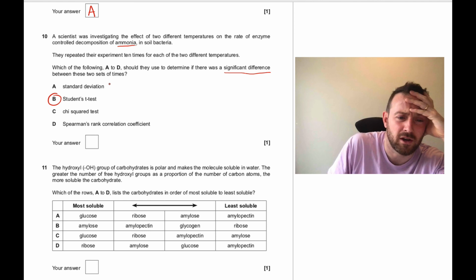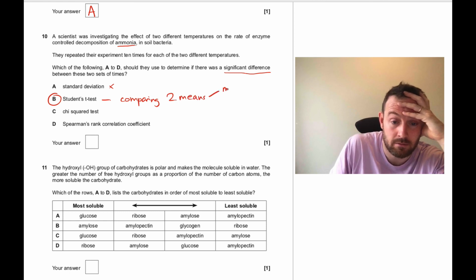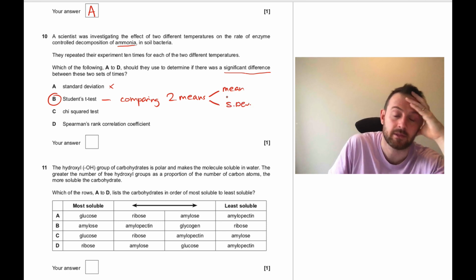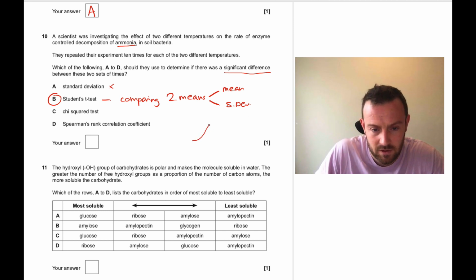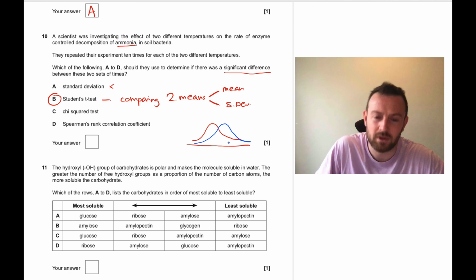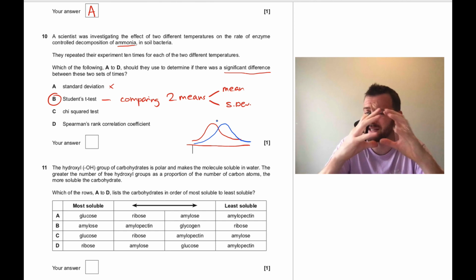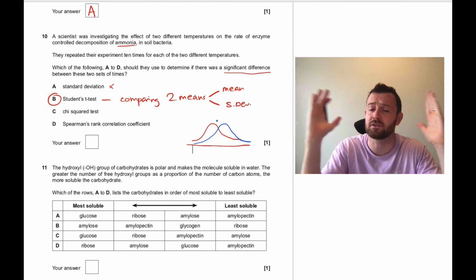Standard deviation is just for looking at the spread of data for one mean. Student's t-test is really about comparing 2 means. You have to have the mean for each data set, and the standard deviation for each data set. What you're basically doing is looking at one standard deviation distribution along an axis, and then another standard deviation distribution there. You're trying to see whether those 2 distributions overlap enough that we could say they're basically the same, or whether they are separate enough that we can say this is 2 different things going on.